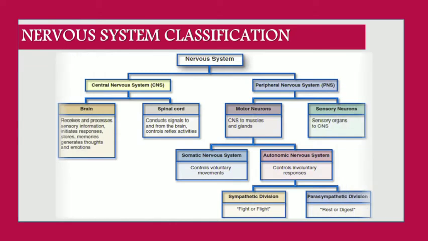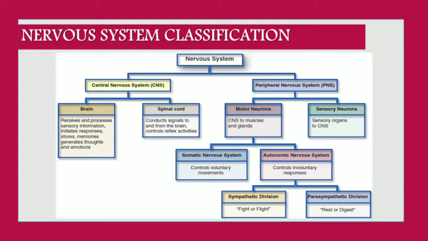Now let's see about the nervous system classification. So this is the flow chart of nervous system classification, and nervous system is classified as central nervous system and peripheral nervous system. Central nervous system contains brain and spinal cord. Peripheral nervous system contains the motor neurons and sensory neurons. Further, the motor neurons contain the somatic nervous system and autonomic nervous system. Further, autonomic nervous system is classified as sympathetic division and parasympathetic division.